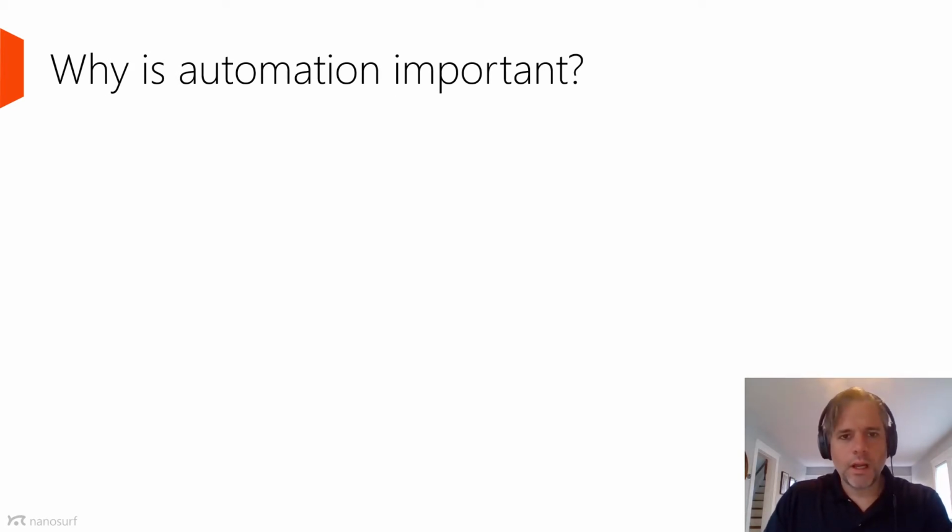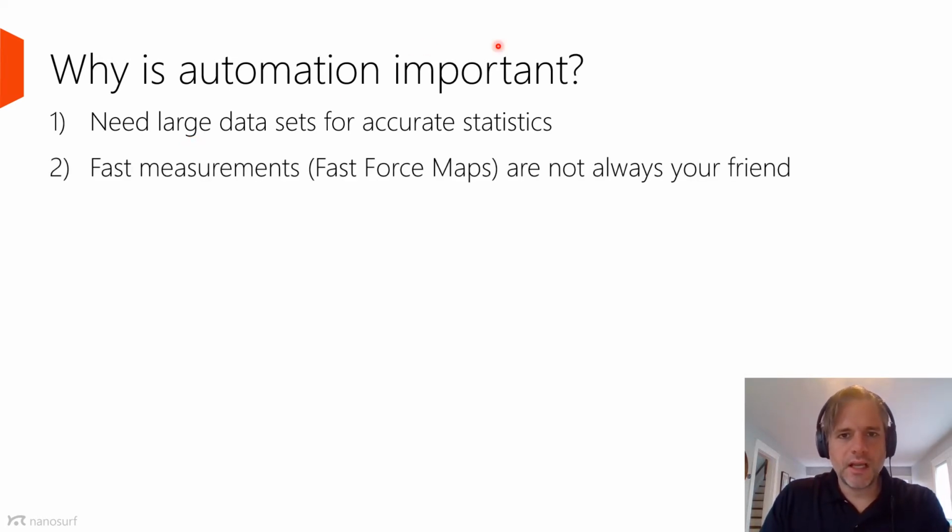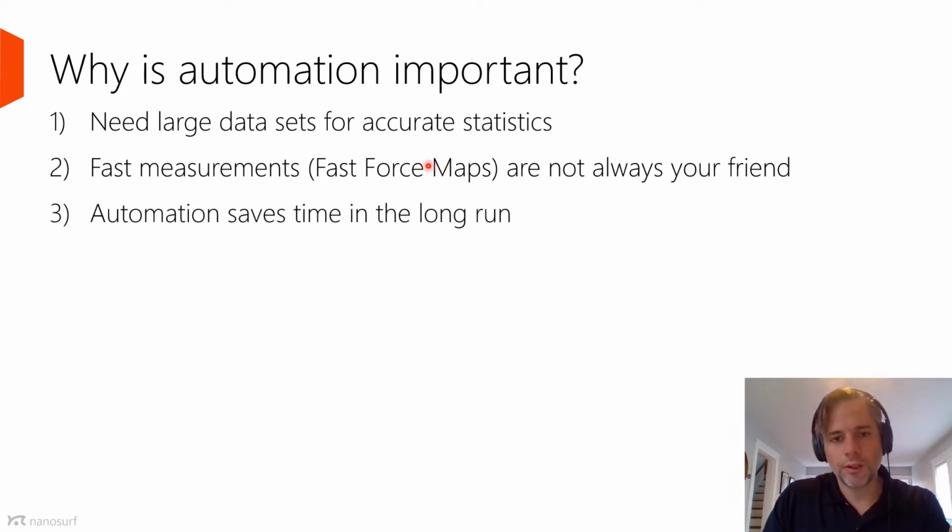Now, you might be asking, why is automation important? Well, to get accurate results, we need a lot of statistics, or we need a lot of data to get accurate statistics. Either high density data within a single area to account for surface heterogeneity, or even better, multiple areas across a surface to account for local differences in maybe sample preparation or annealing or any other local variation. At the same time, for some samples, it is not possible to take the measurements quickly, and I'm referring to viscoelastic samples. For these reasons, automation saves time in the long run.